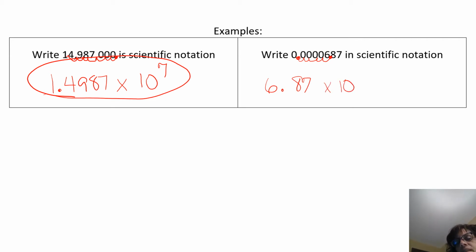To come up with the exponent, think of the size of the original number. This time it was less than 1, so it's got to be negative. And then how many times did I move it? I didn't count out loud this time. It was 1, 2, 3, 4, 5. So it's negative 5. My answer turns out to be 6.87 times 10 to the negative 5th.